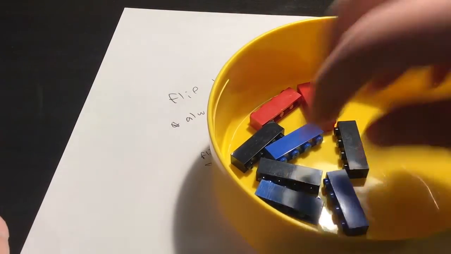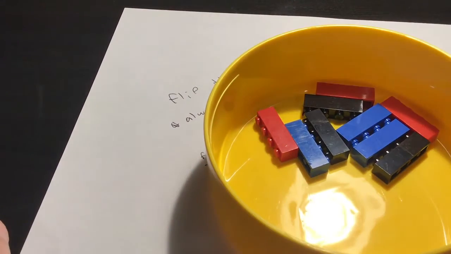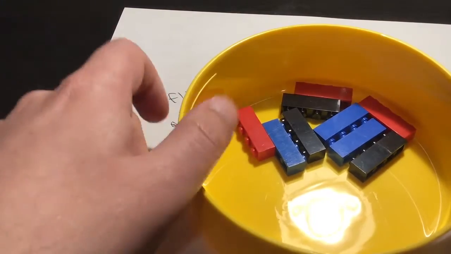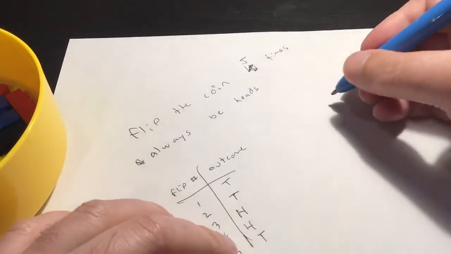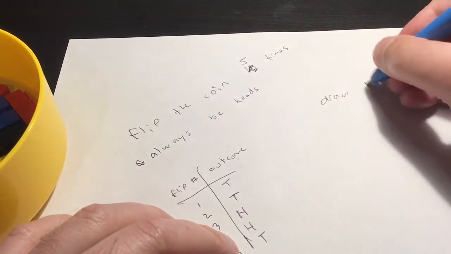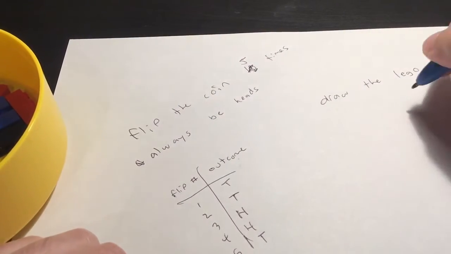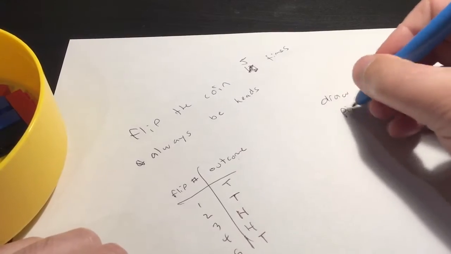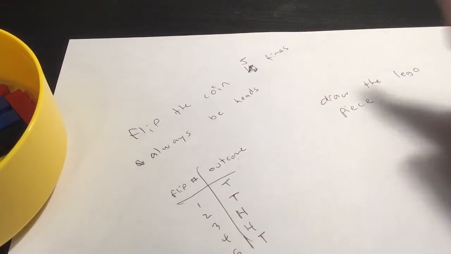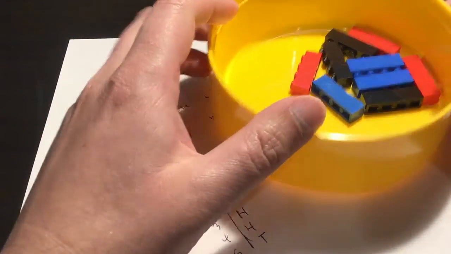I have 9 total pieces in here, 3 of each color. So my experiment is going to be called Draw the Lego Piece. And by draw, I mean pick out, not draw. Don't worry, you see my handwriting. Okay, so draw the Lego piece.